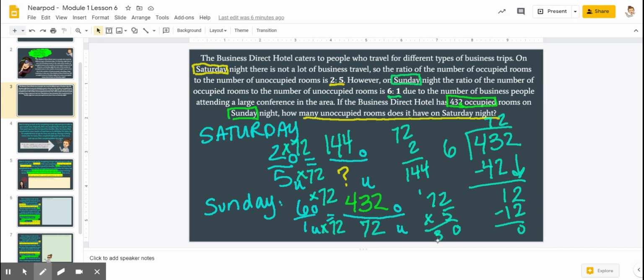is 360. So now we can erase that question mark because we know that there were 360 unoccupied rooms on Saturday night. And if you complete this and you add these two together and add these two together, you'll see that you get the same answer. We have created equivalent ratios in two separate ratios.